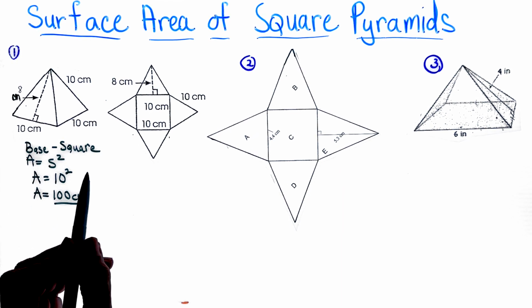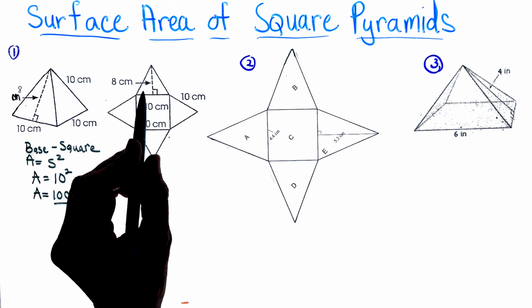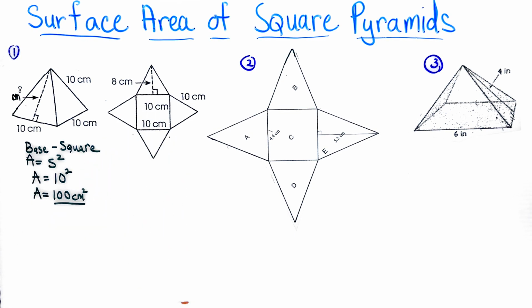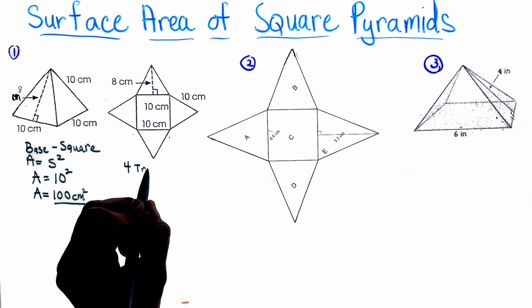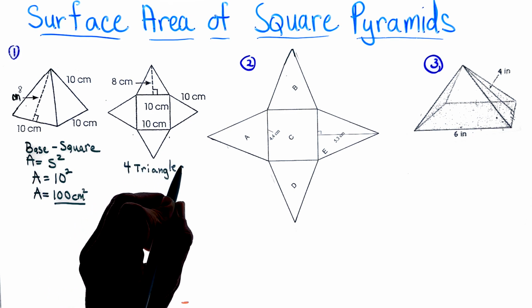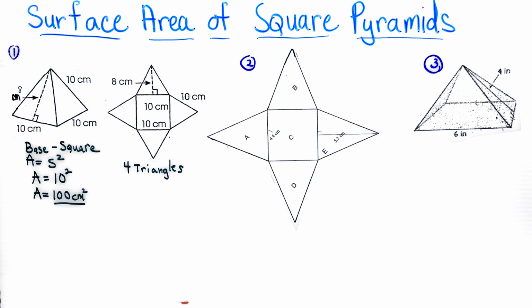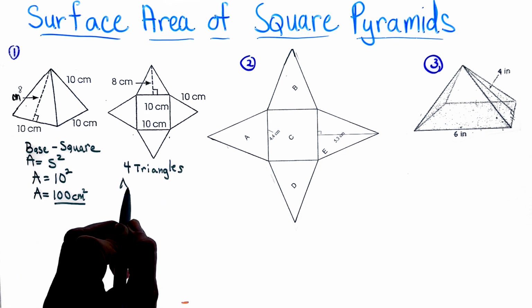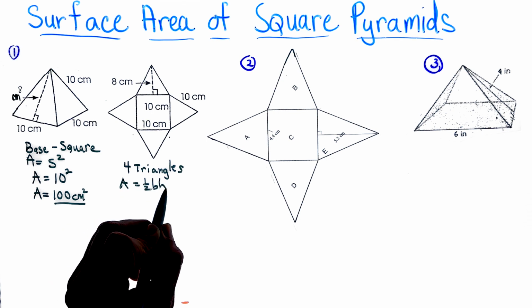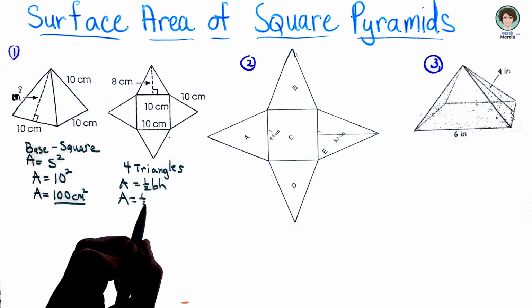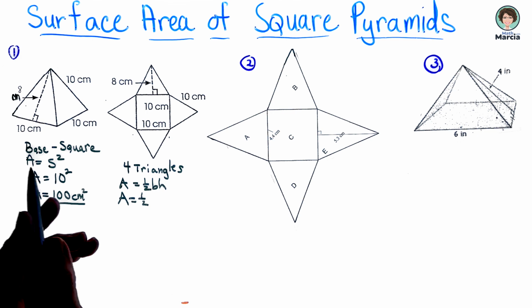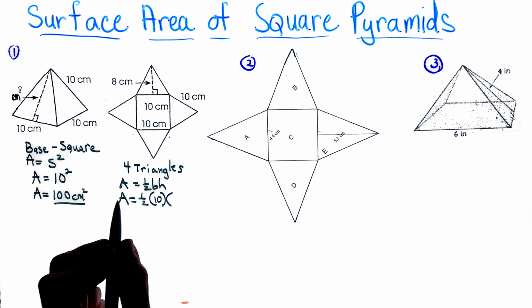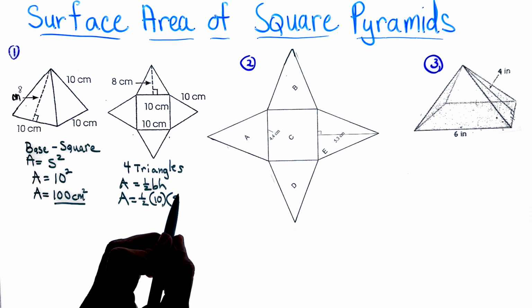Now, I know that I've got to find the area of my 4 triangles. So I'm going to write here that we have 4 triangles. And we'll just start off by finding the area of 1, and then we'll multiply it by 4. So area is equal to 1/2 base times height. Area is equal to 1/2. The base of this triangle, remember, this is a square, so that is a 10. And the height of the triangle is an 8.